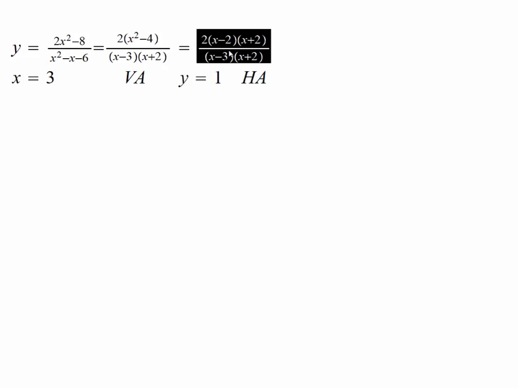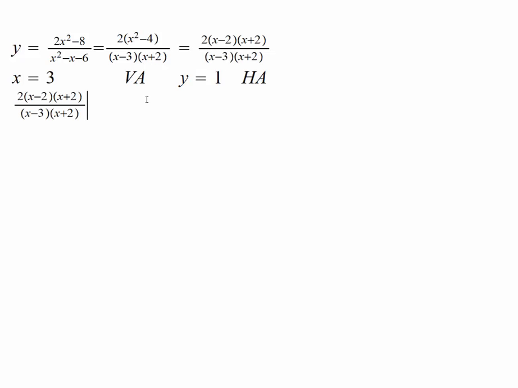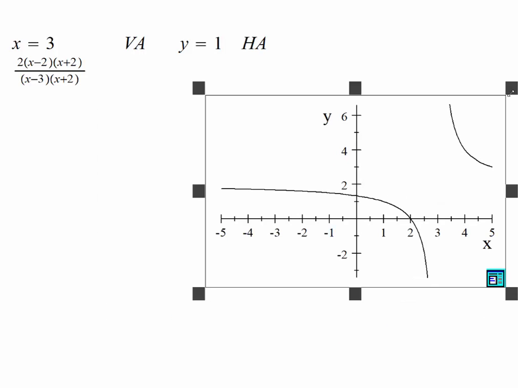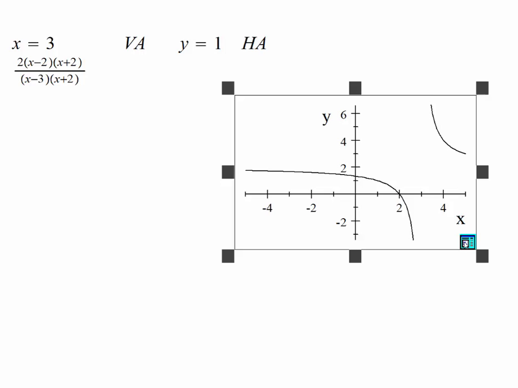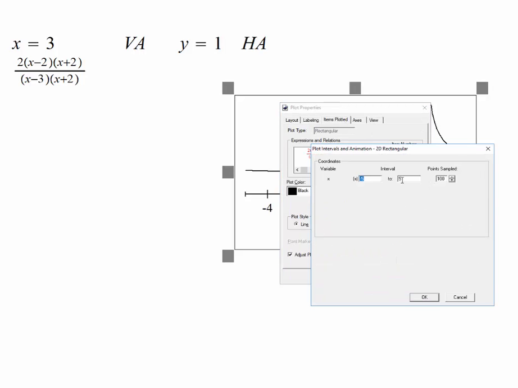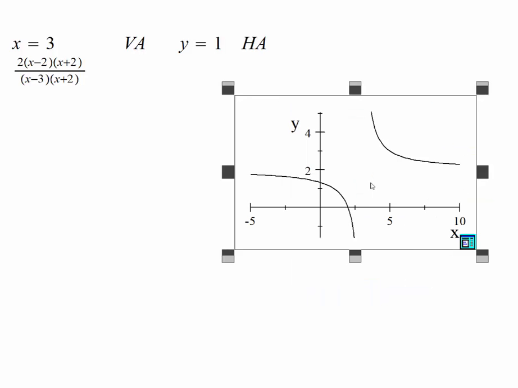Let's look at a graph of this function to see this. I'm just graphing it right here. Let's give it a little bit more window to sketch. Here we go, and we have a vertical asymptote at x equals 3.